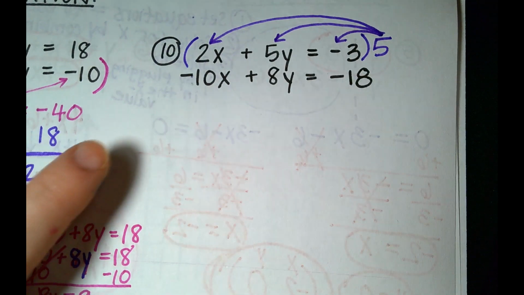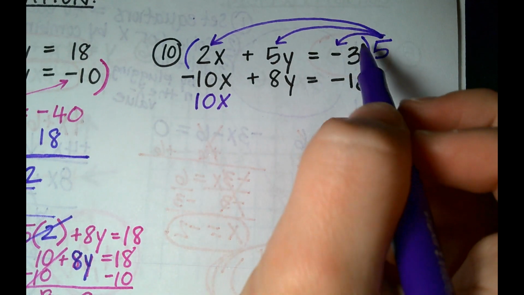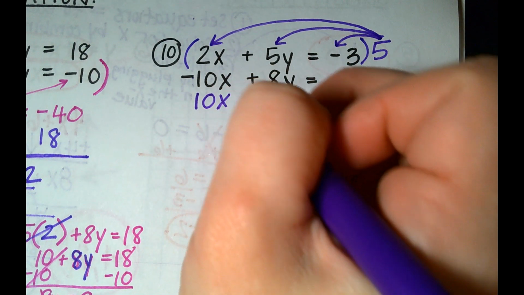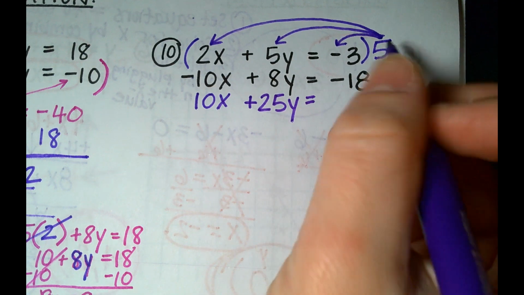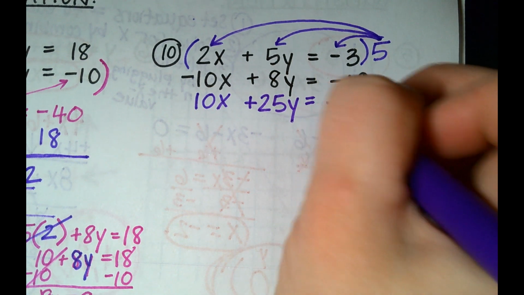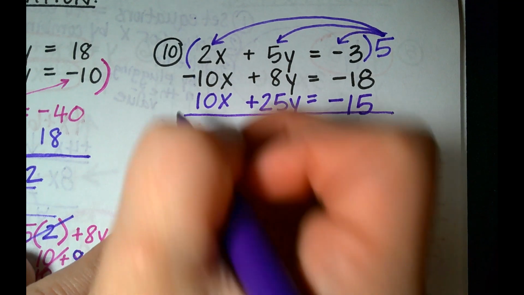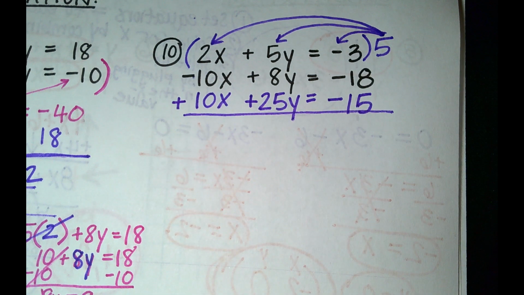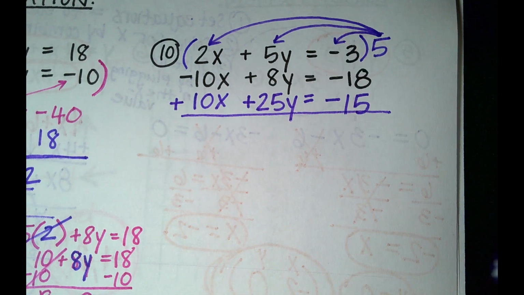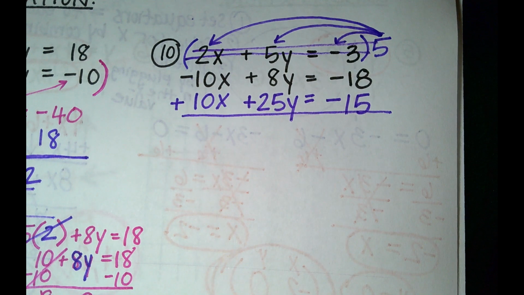So 5 times 2x gives me that 10x. 5 times 5y. Good, 25y. Bring down my equal. 5 times negative 3, negative 15. And gosh, I could really save myself some room if I would write it like this every time. Now I've got my addition problem already stacked up on top of each other. My negative 10x plus 8y equals negative 18, and my positive 10x plus 25y is negative 15. I'm just going to cross this off so I don't accidentally add it.